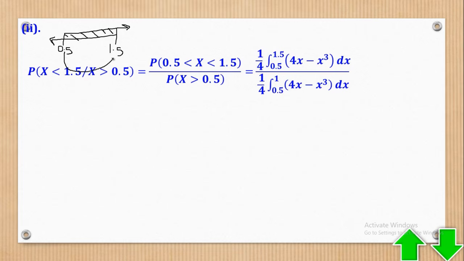and ends at 1.5. That is why you see here in the numerator the probability of x greater than 0.5 but less than 1.5, because of this intersection. So the numerator has to be the intersection of both inequalities. Then the denominator will be the one after the slash.